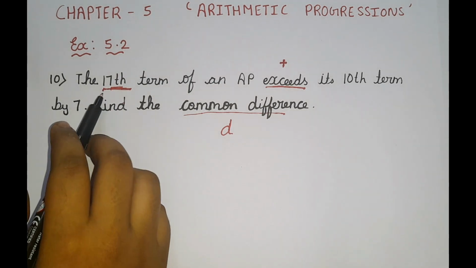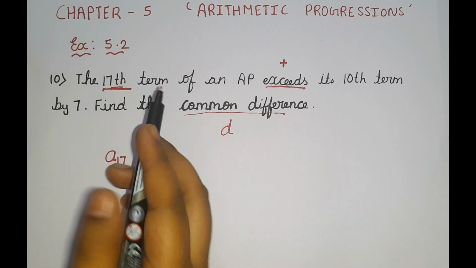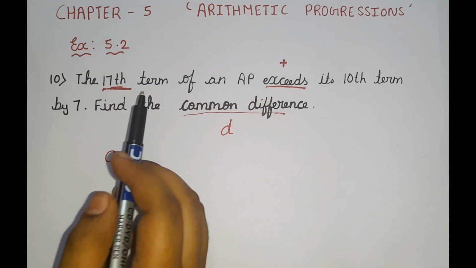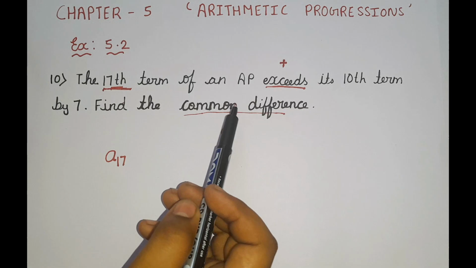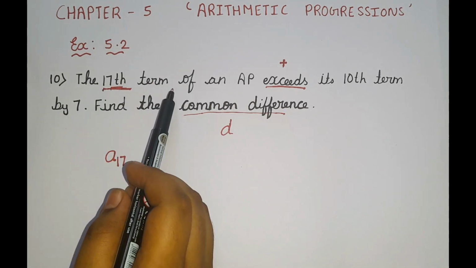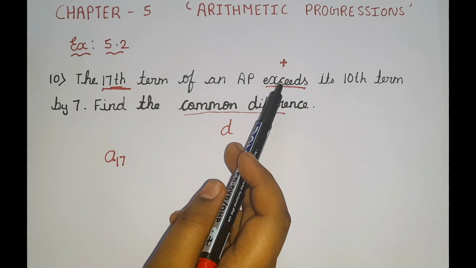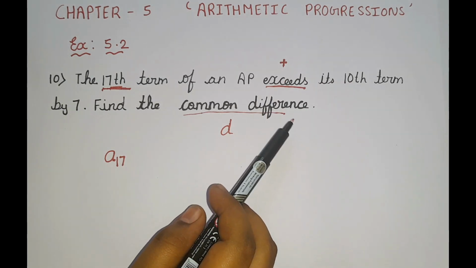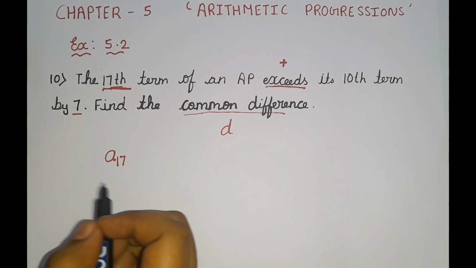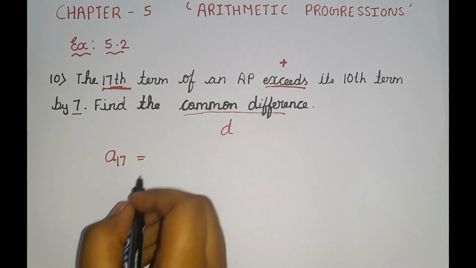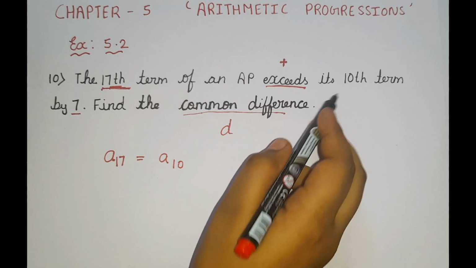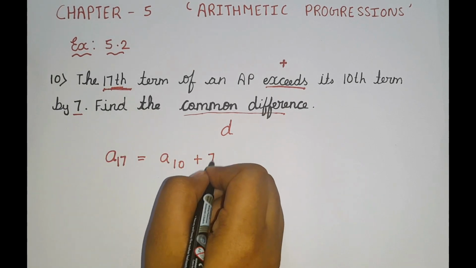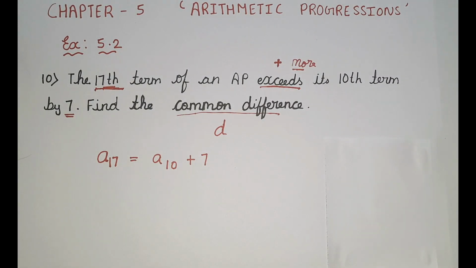Even if you don't understand now, I'll help you guys. Here they mentioned that the 17th term is bigger than the 10th term. Of course that makes sense, right? 17 is a greater number compared to 10. So the 17th term is bigger or more. You can use both the words. So the 17th term is more than the 10th term by 7. How can we write it now? A17 is equal to A10, since we can write the 10th term as A10, plus 7.